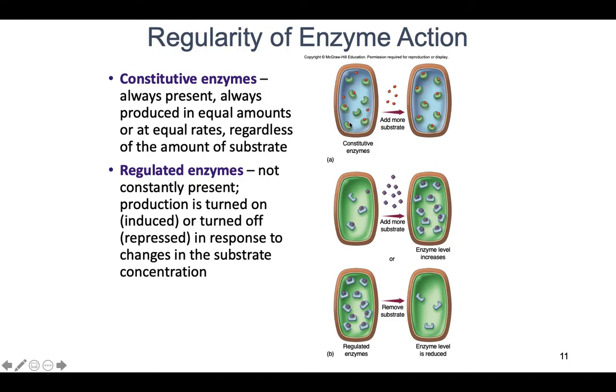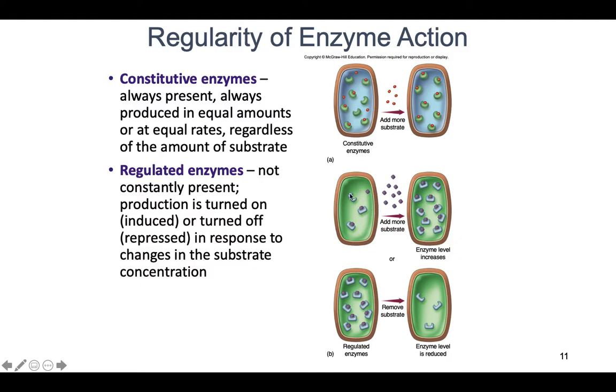These are going to be things for really common substrates, things that break down glucose, things that break down things that are eaten on a daily basis that the cell comes in contact with all the time. So the cell can pretty much hedge its bets that it's going to come in contact with glucose or something like that on a daily basis, so it's worth making these constantly all the time. Now, regulated enzymes, on the other hand, are going to be either turned off or turned on to make more or less of that particular enzyme when you need it.